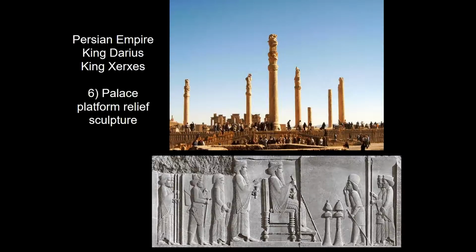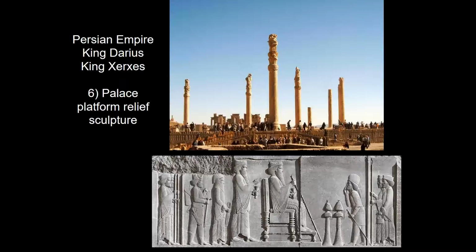So, this is from the Persian Empire. It's from Mesopotamia. I want you to note that this is a palace platform that has exterior relief sculpture on it. And in this case, this very famous relief actually shows 2 important Persian kings, a father and a son.